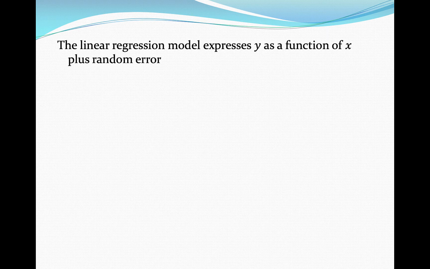expresses Y as a function of X, plus we're going to have random error within this model. Now, when you actually see the equation, you're not going to see any error involved, but technically there's error included because the line does not perfectly go through all the points. So there is error included in this model.